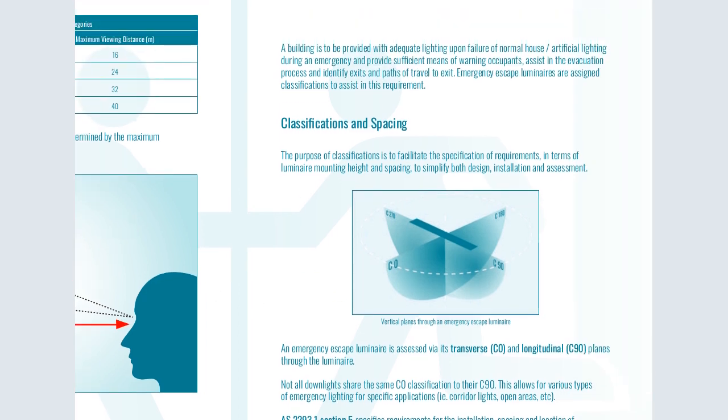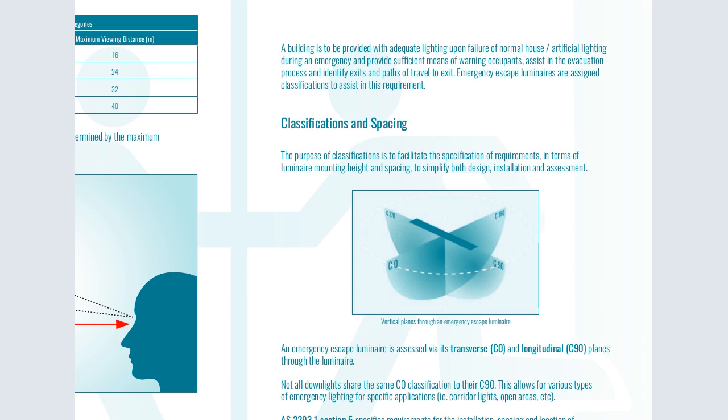emergency lighting. So a building is to be provided with adequate lighting upon the failure of normal house or artificial lighting during the emergency and provide sufficient means of warning occupants, to assist them in the evacuation process and identify exits and paths to travel to exit. So emergency escape luminaires are assigned classifications to assist in the requirements.